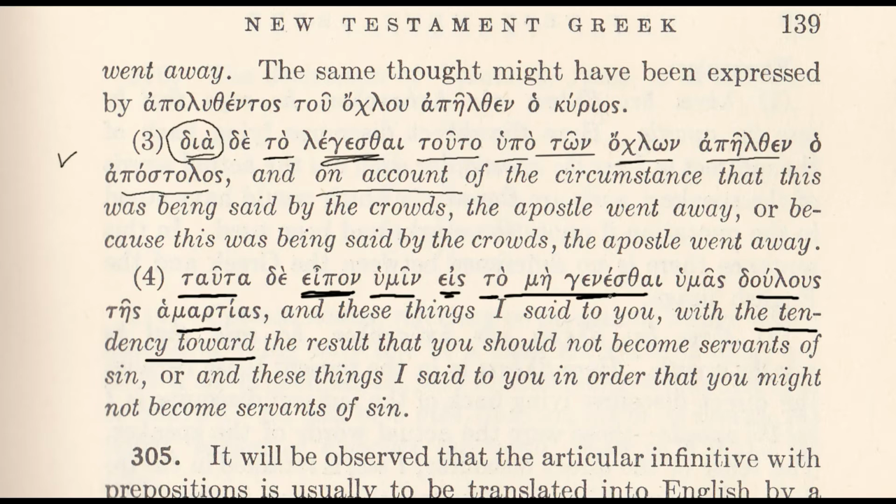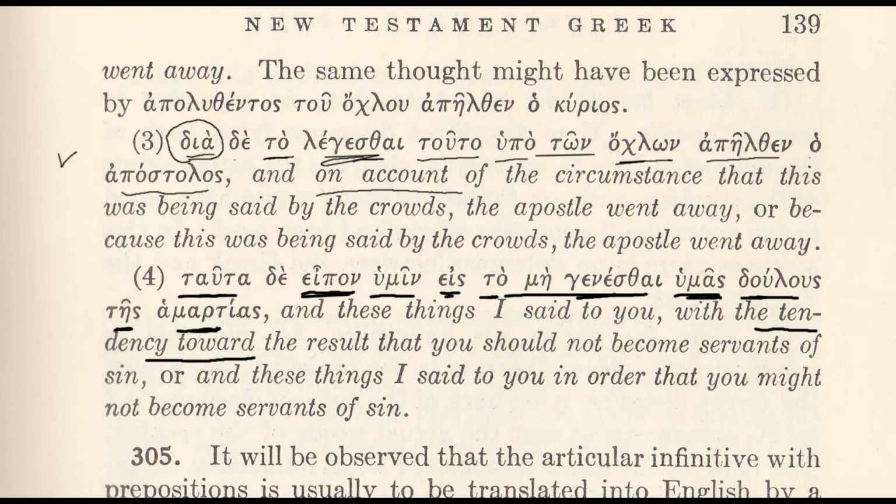Me is the negation used with non-indicative moods. So into the effect of not becoming. Genesthai, of course, a deponent verb here, from ginomai, to become. So this is the present, middle or passive, could be either one. To become, you, infinitive, takes the accusative, and so I said these things to you to the effect that you would not become slaves of sin. You would not become slaves of sin.